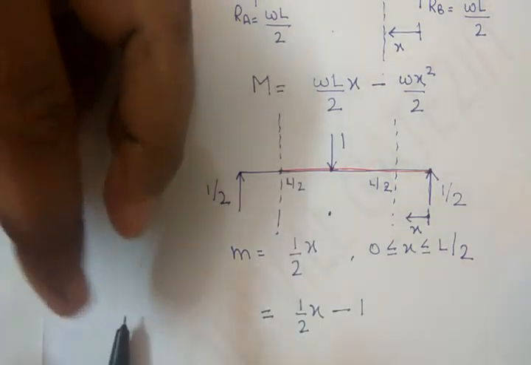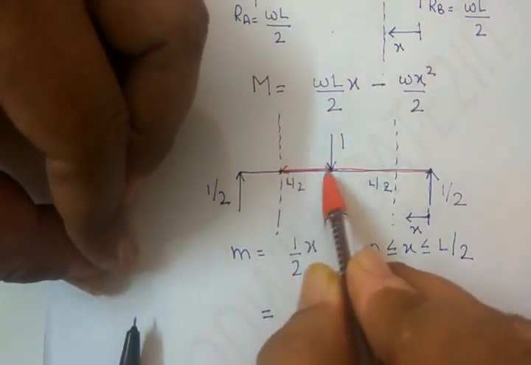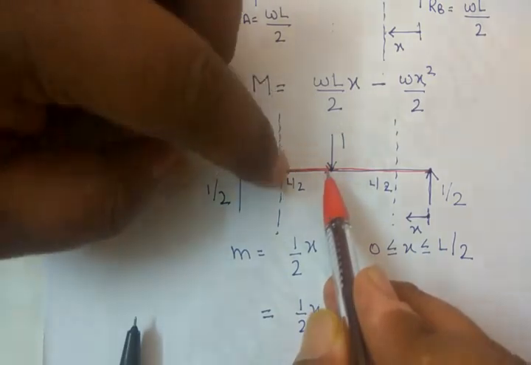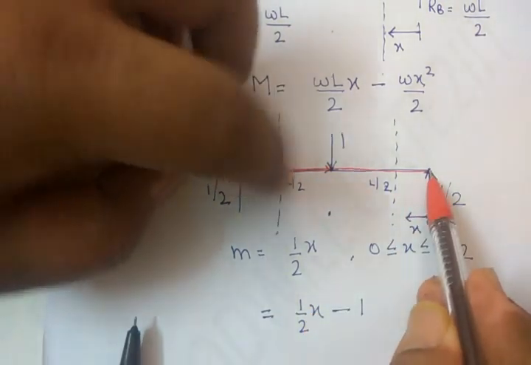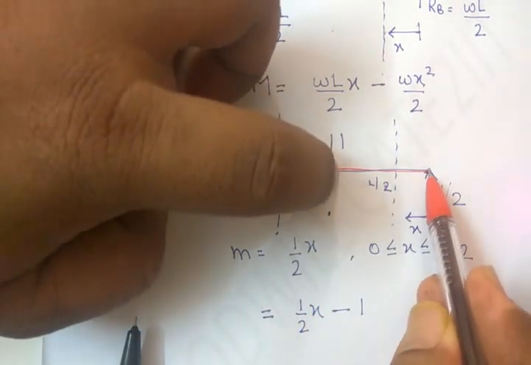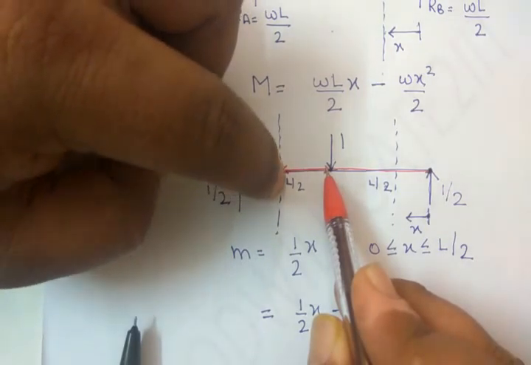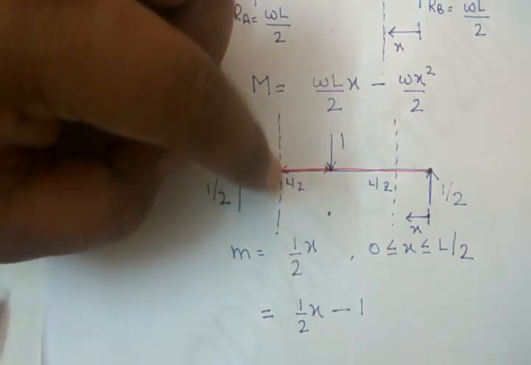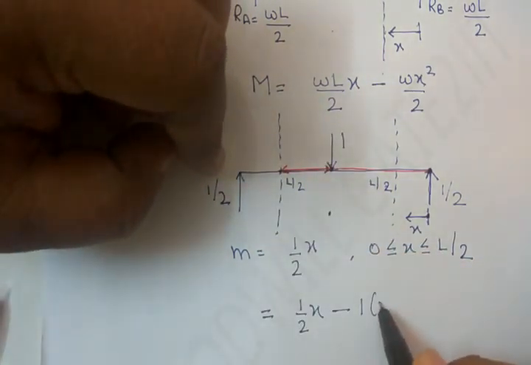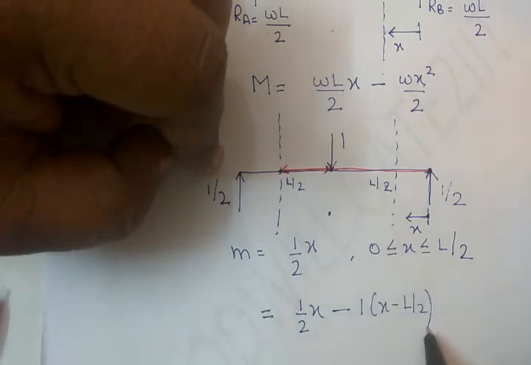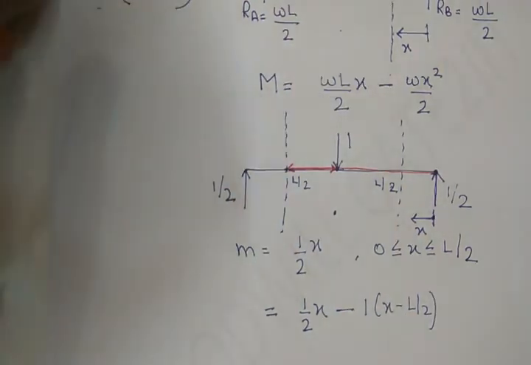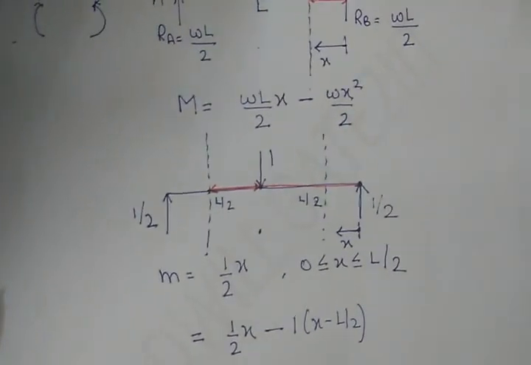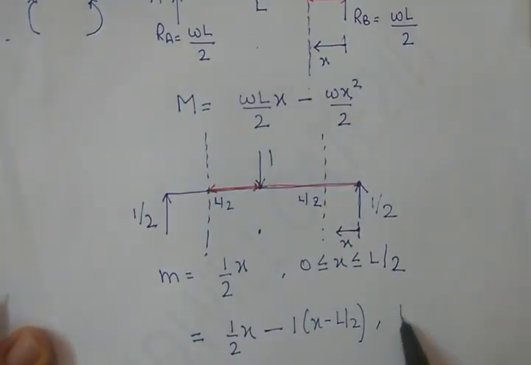I need this distance now, guys, this distance. So what is this distance? This total distance is x. This is L by 2. So this remaining distance will be x minus L by 2. So 1 into x minus L by 2. Now this equation is valid only in which zone? This equation is valid only and only when your x is between this.